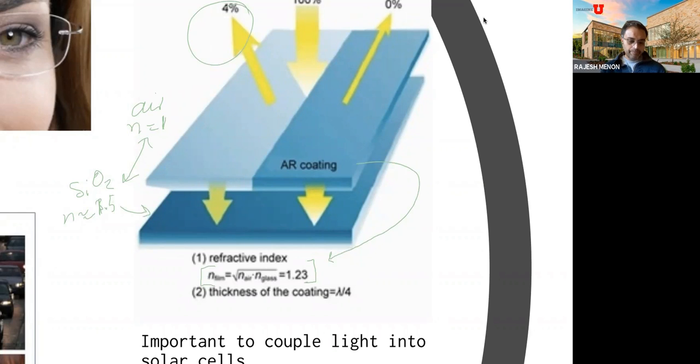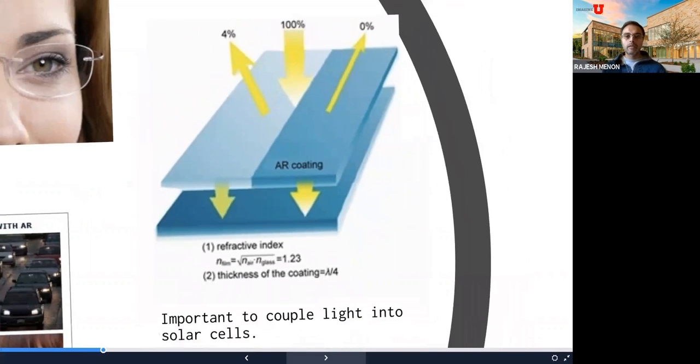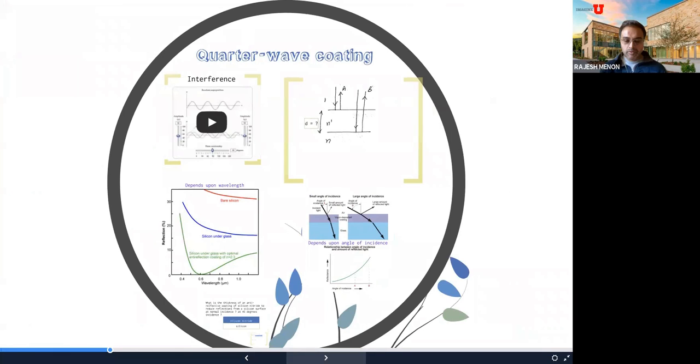Okay, and the other thing you try to do is make the thickness of the coating lambda over 4, and we'll see why that is in the next slide. So the quarter wave coating, which is what I was just talking about, has a thickness of lambda over 4. In order to understand this, we need to understand a phenomenon called interference, which we haven't talked about.